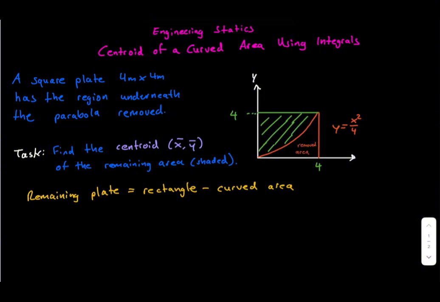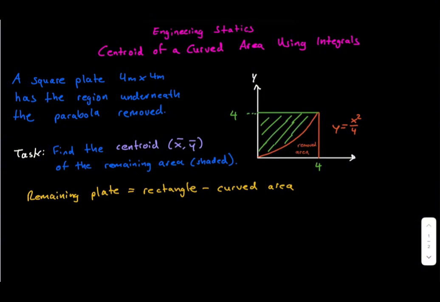Our plate begins as a square that is 4 meters wide and 4 meters high. Inside the square, we have the parabola y equals x squared divided by 4. It begins at the lower left corner and reaches the upper right corner. The area underneath this parabola is removed. Our goal is to determine the centroid of the material that remains above the curve.